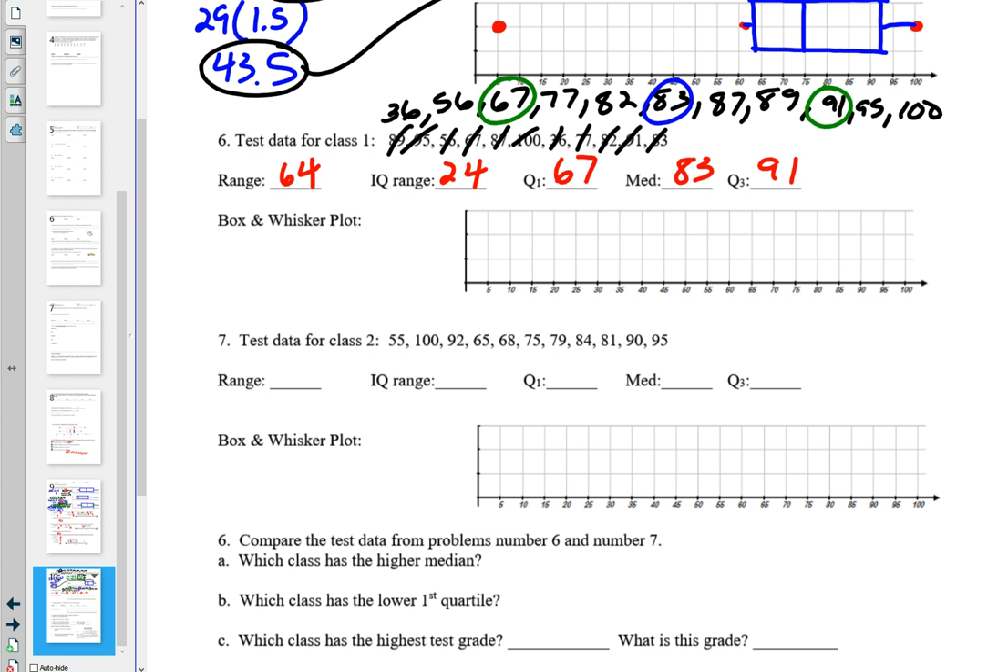Now let's box it up. The median is 83. That's like right around there. Q1 is 67. That's like right there, and 91 right there. Boxy, boxy. Then the minimum is 36, but that's sure looking like an outlier. We'll test it to be sure, but that's going to be 36. And then on the high end, we have 100.